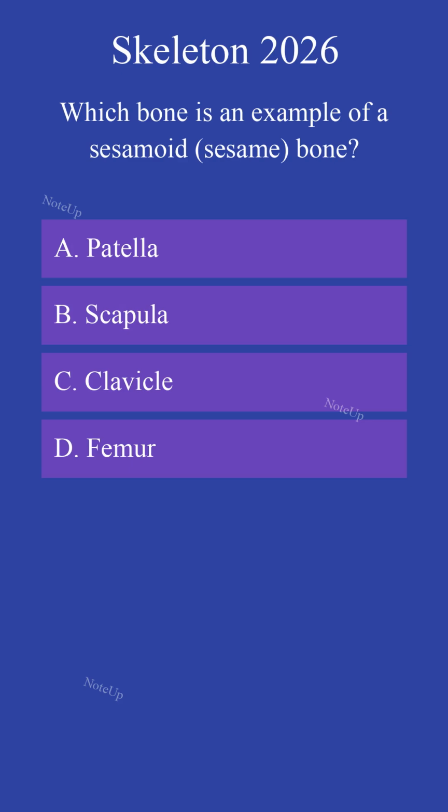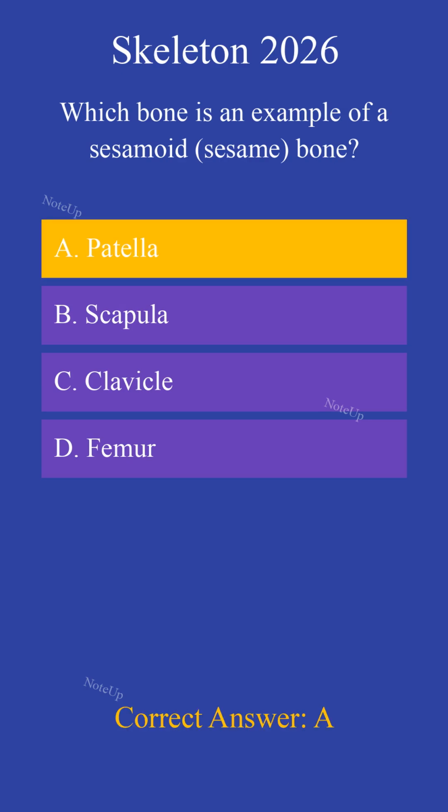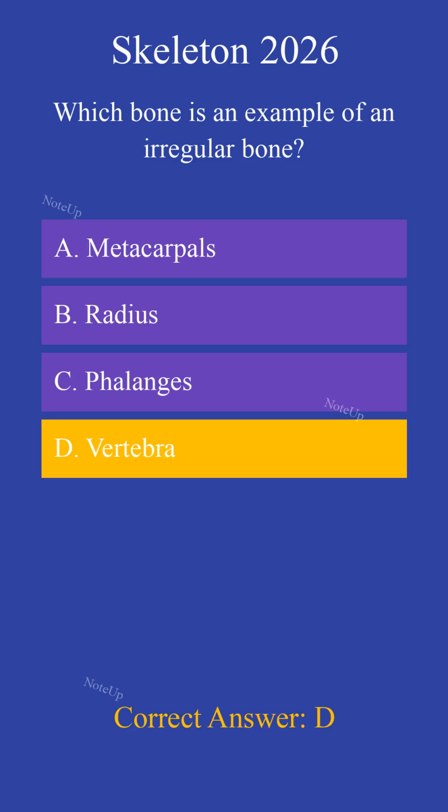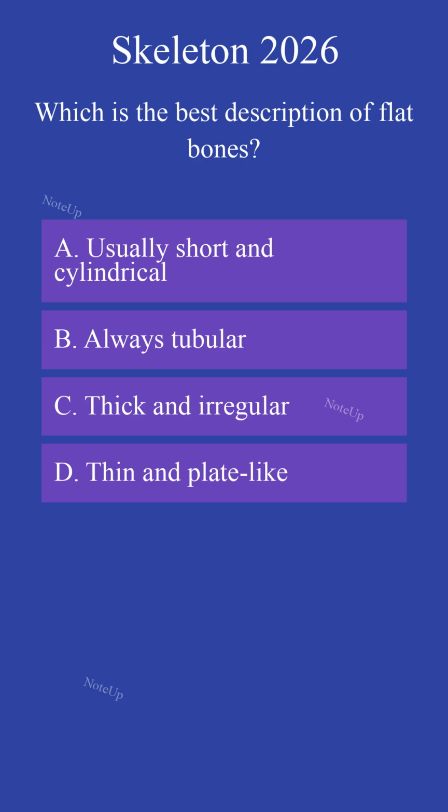Which bone is an example of a sesamoid (sesame) bone? The correct answer is A. Patella. Which bone is an example of an irregular bone? The correct answer is D. Vertebra. Which is the best description of flat bones?